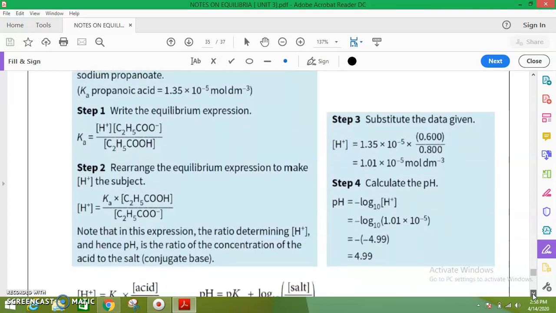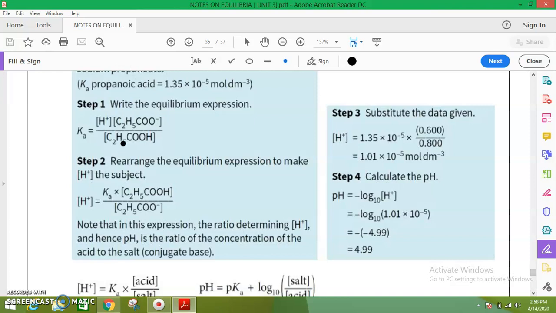Step 1, write the equilibrium expression, product over reactant: H positive, propanoate ion, over the reactant propanoic acid. Then rearrange the equilibrium expression to make hydrogen ion the subject, because we are going to find the concentration of hydrogen ion, and Ka is given to you. Because it is cross multiplication, just swap their positions. So hydrogen ion concentration equals Ka times propanoic acid over propanoate ion.